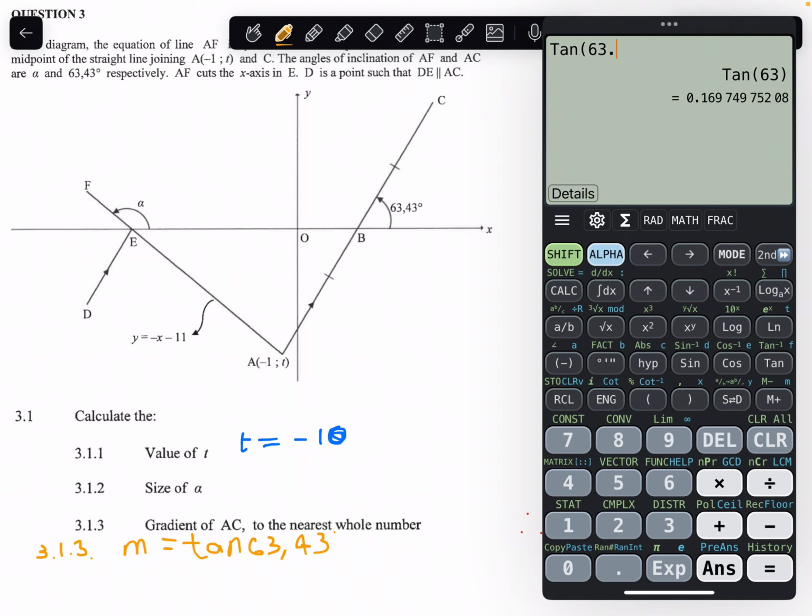Okay, let's test with one that we do know. What is tan of 45? Okay, no, we're definitely not in the right mode. Okay, yeah, that's the right mode. Okay, so now we can... Okay, so that's 1,99956. So that's roughly... Oh, and we're told to give it to the nearest whole number. Nice. So m is approximately 2.